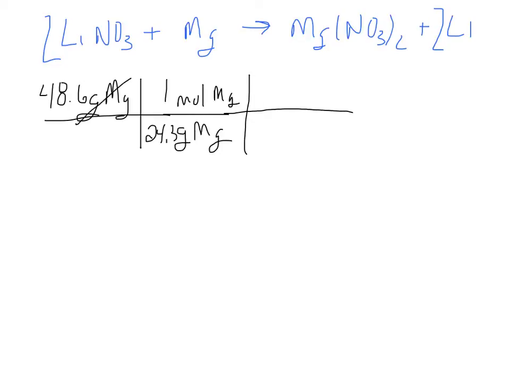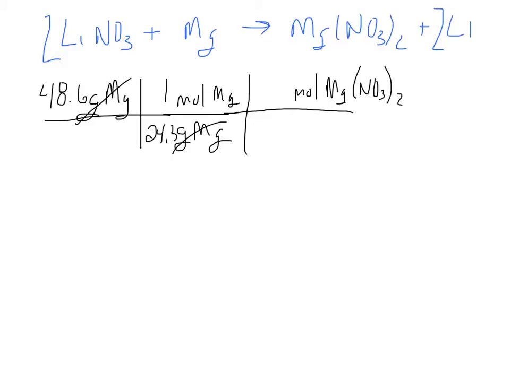Now I've gone from grams of magnesium to moles of magnesium. And they gave me, as we talked about, 48.6 grams of magnesium. But the question was, how much of my magnesium nitrate was made? So if I look at this, I put what I want on top, moles, magnesium nitrate.